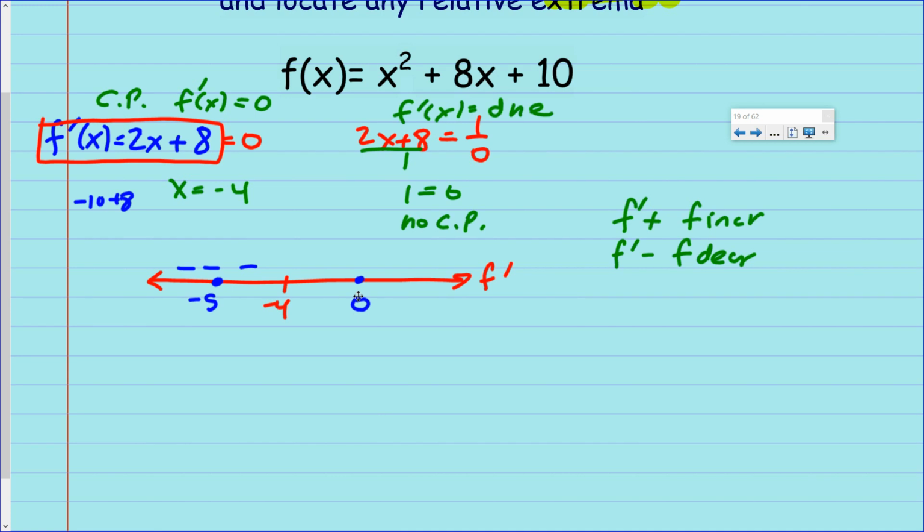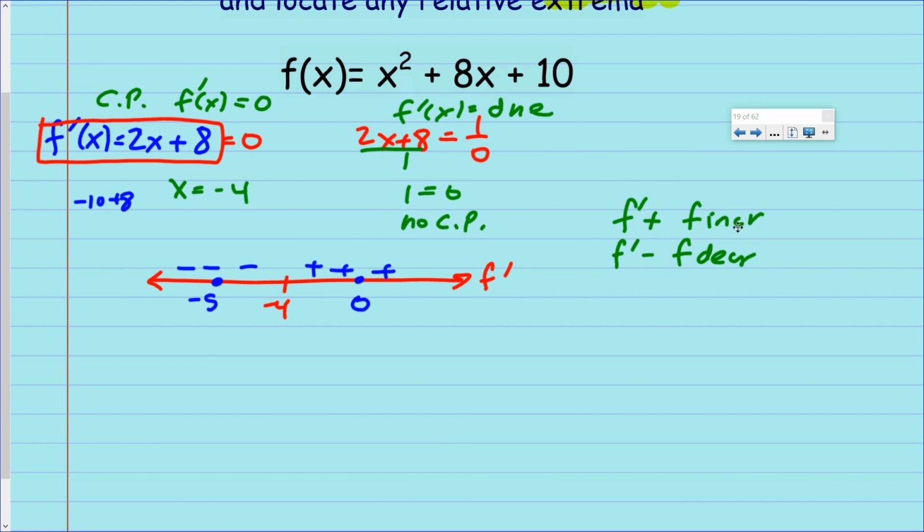Guys, I cannot tell you how many students don't label this number line and end up plugging into f. That would be wrong. You've got to plug it into f prime. Put in 0. Do I get a positive number or a negative number? Positive. So what you're going to do is say positive.